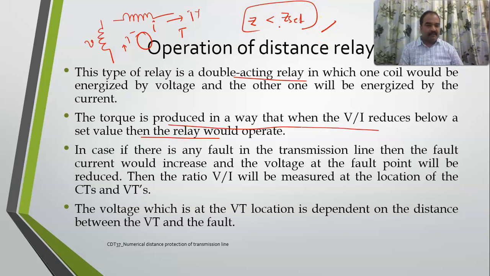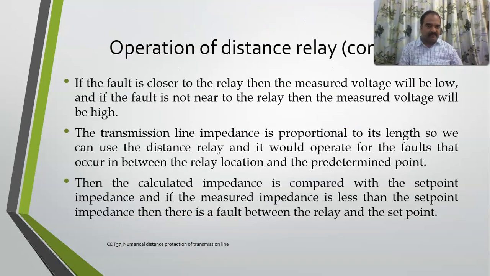In case there is any fault in the transmission line, what happens? See, what is this Z? V by I, right? In case there is any fault, I will be increasing and V will be decreasing. So your Z value will be decreasing, right? If it falls beyond your setting value, then your relay will operate. This happens for every short circuit fault. So the voltage at the VT location is dependent on the distance between the VT and the fault, isn't it? That's why the name distance protection has been given.